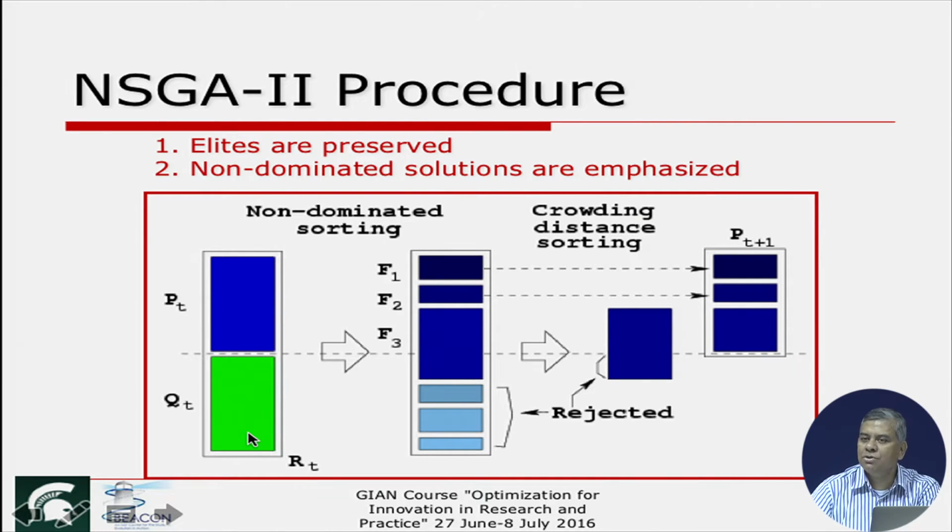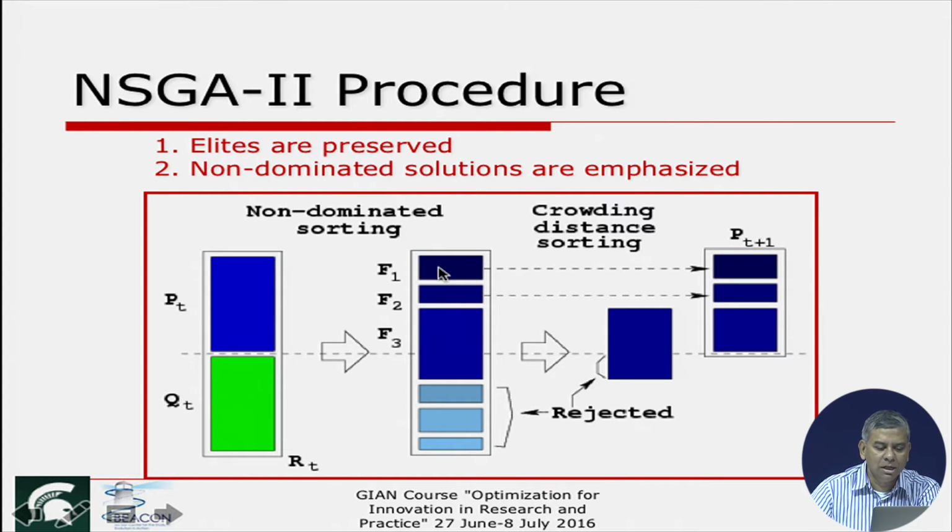Once we've created Q_t, I combine P_t with Q_t, and I have a combined population called R_t. So it's double the size. These are already coming from before, so all objective values are known here. These are new points, for which I have created the objective function values. I combine them, and now I have 2 times the population size.